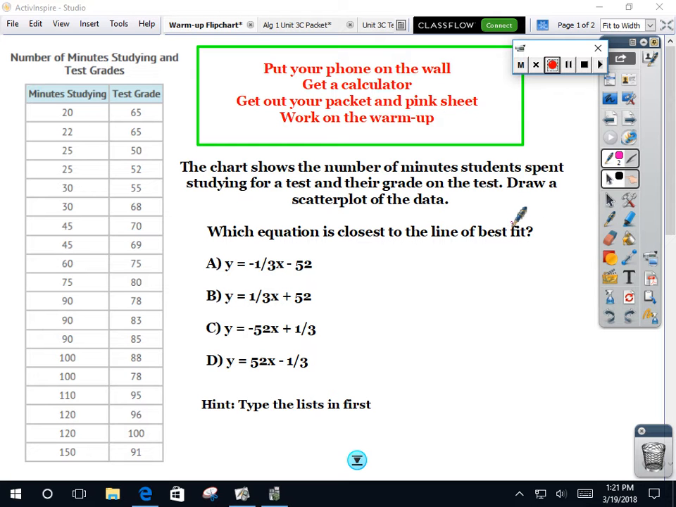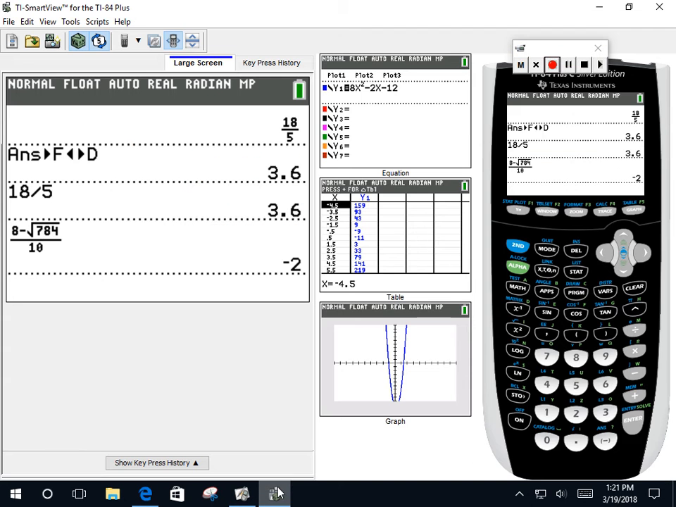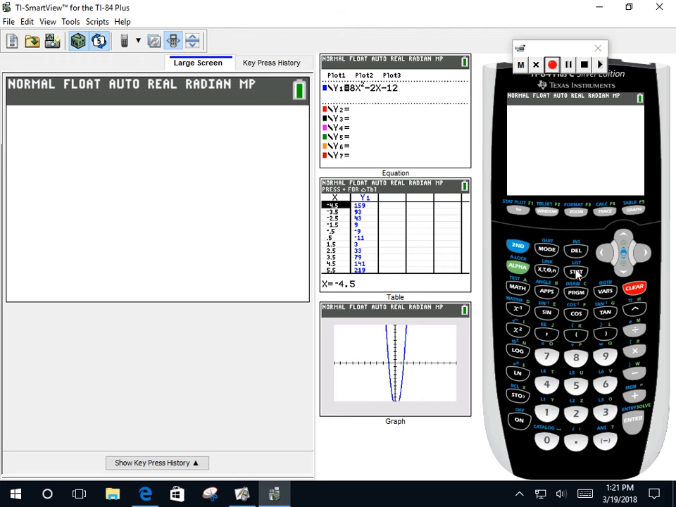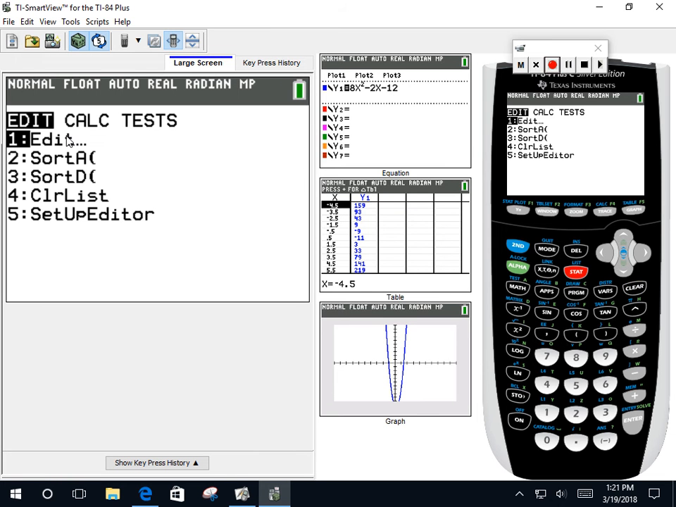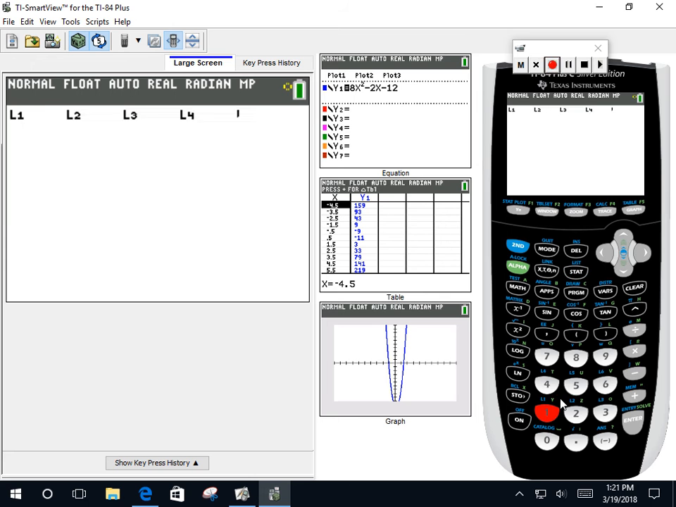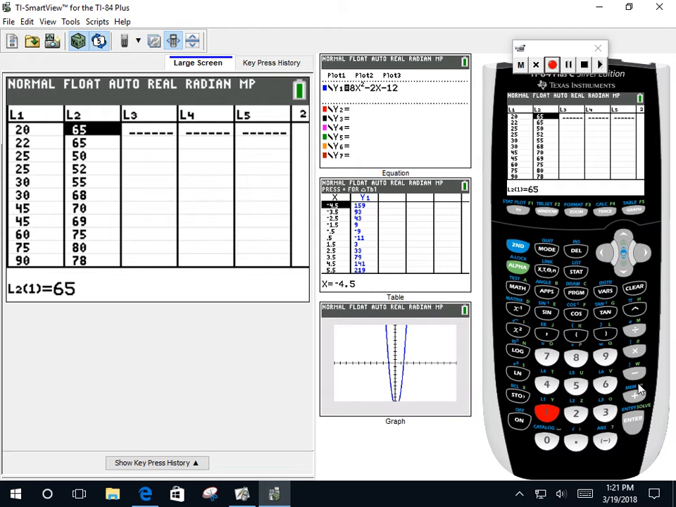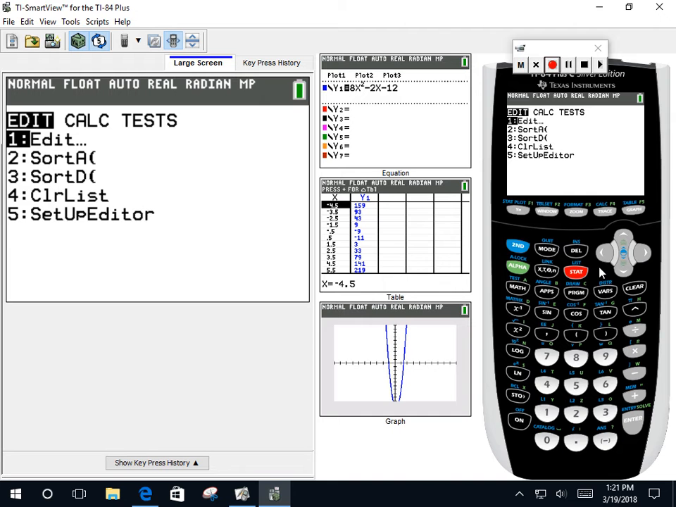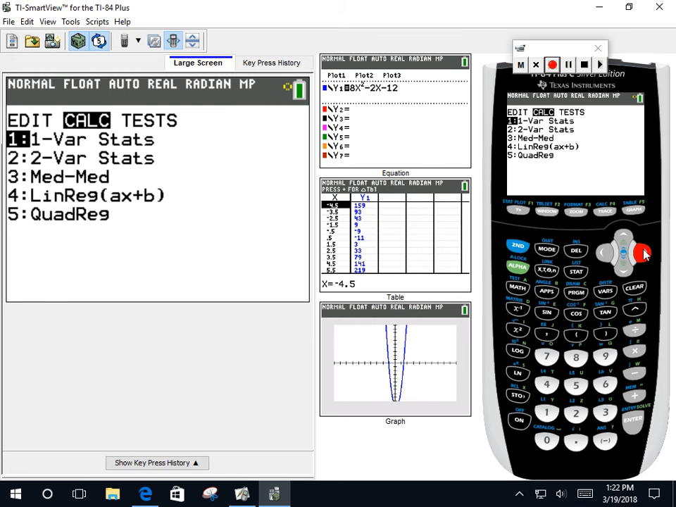The first thing you should do is type the list in. More than likely everybody's is already typed in because we've been doing this all day. To type it in, you go to Stat, Edit, just like we do when we're trying to find stuff like mean, median, and mode. The numbers should already be typed in for you. Then after that, you go back to Stat, and you go over to Calc.